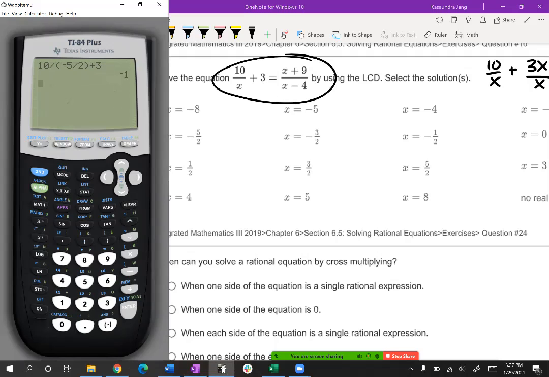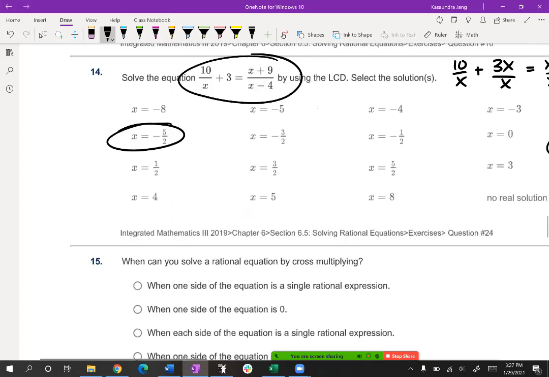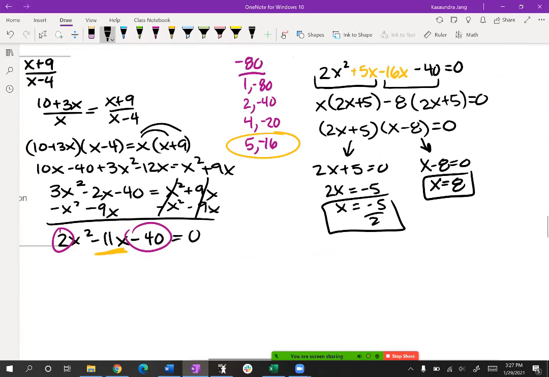And the right side, here's my parentheses for negative 5 halves plus 9, divided by the entire negative 5 halves minus 4. Okay, let's see, does that also equal -1? It does, nice, so the -5 works. My other answer was, let's see, that one. This answer works. The 8, let's check and see if the 8 works.